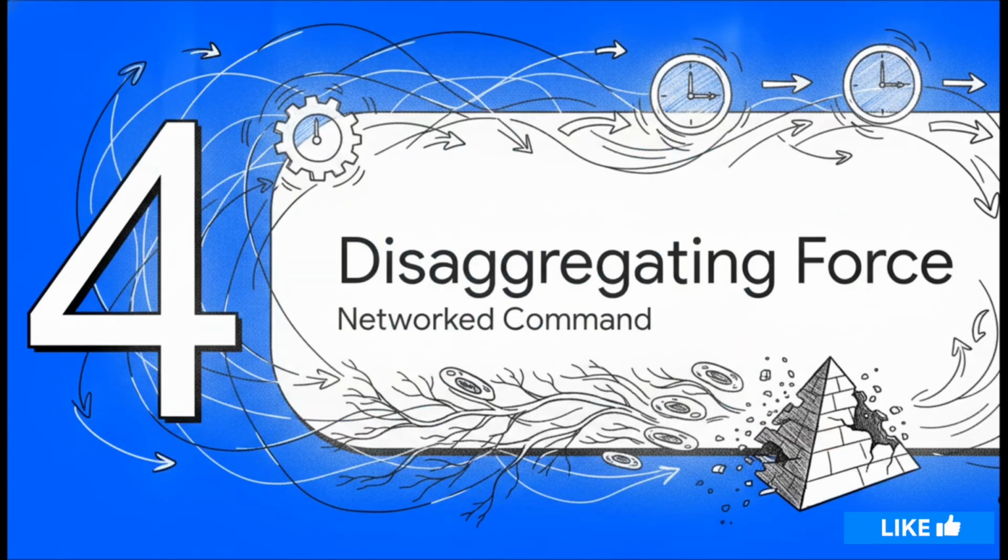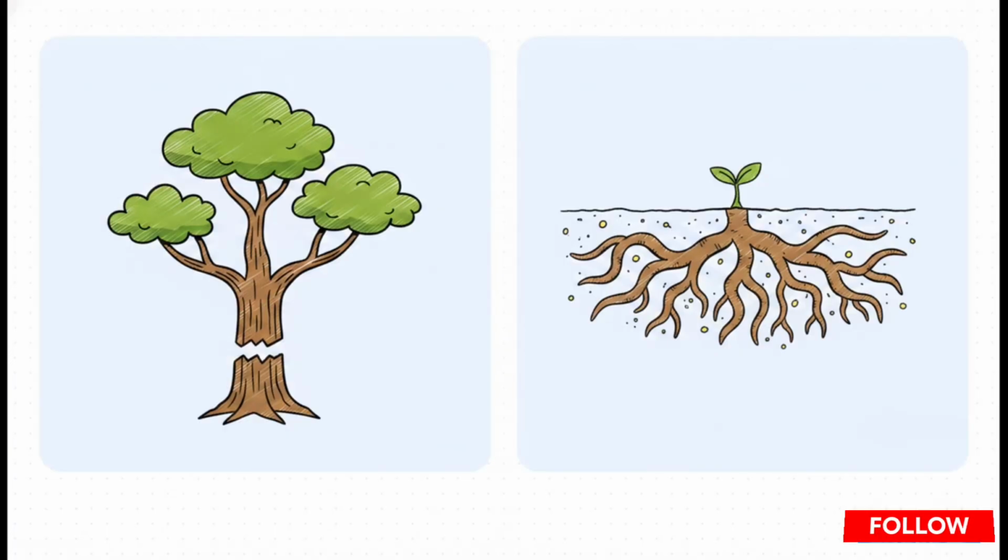Which leads us to section 4, disaggregating the force. To execute this rapid OODA cycle, we literally have to abandon the traditional tree form of organization. The tree form is deeply ingrained in classical strategy. It's highly centralized, hierarchical, and it has a very vulnerable center of gravity. I mean, if you cut the trunk, the whole tree dies, right?